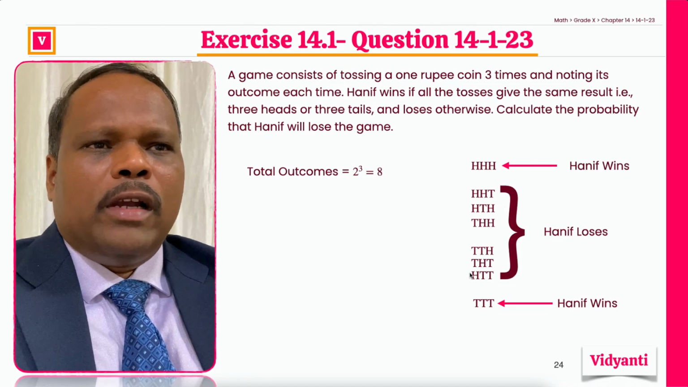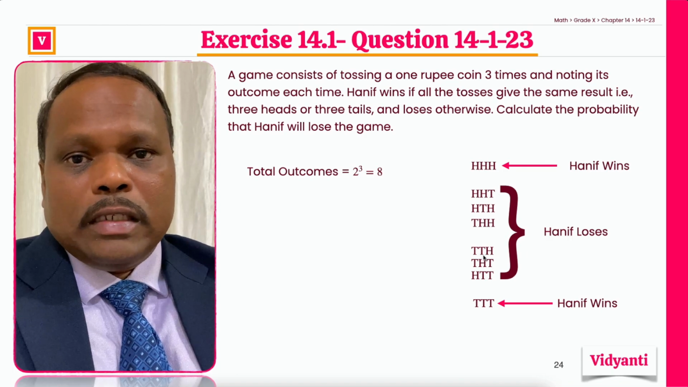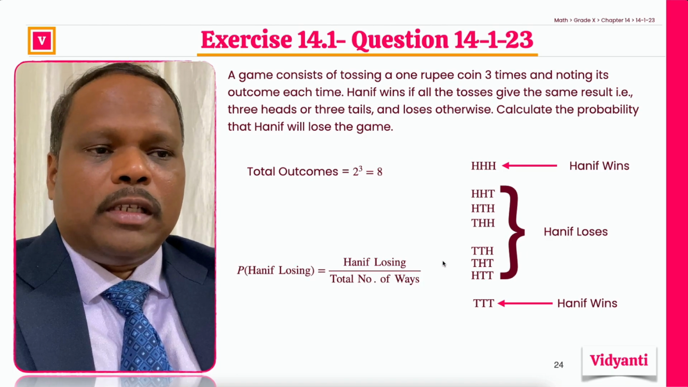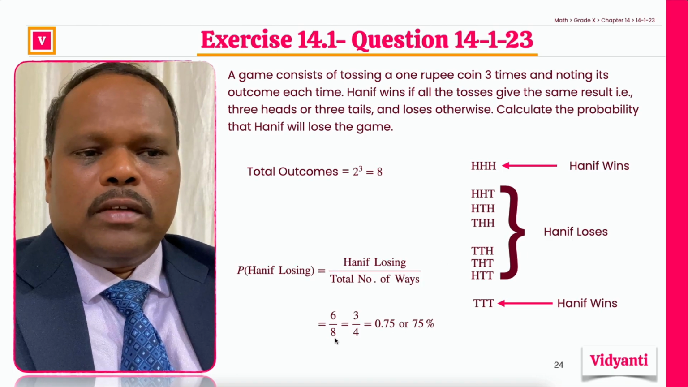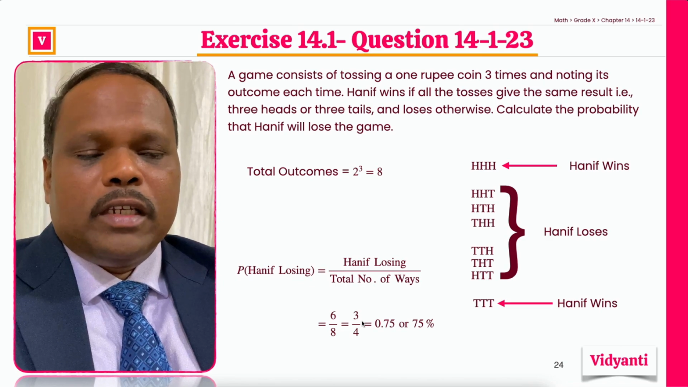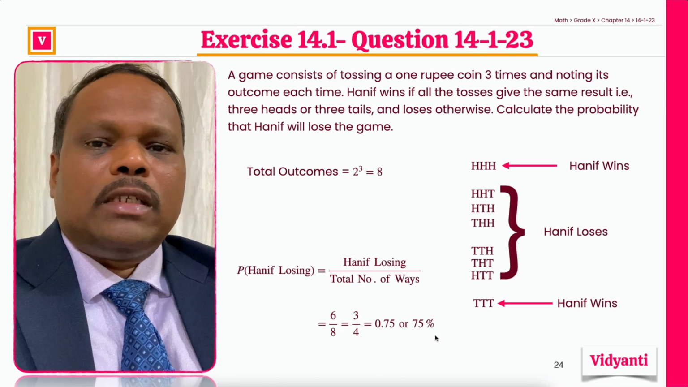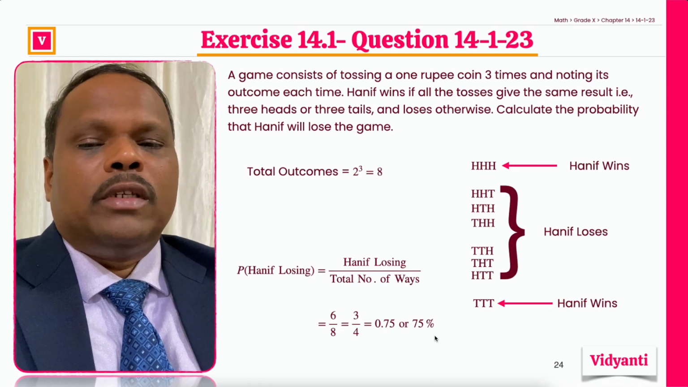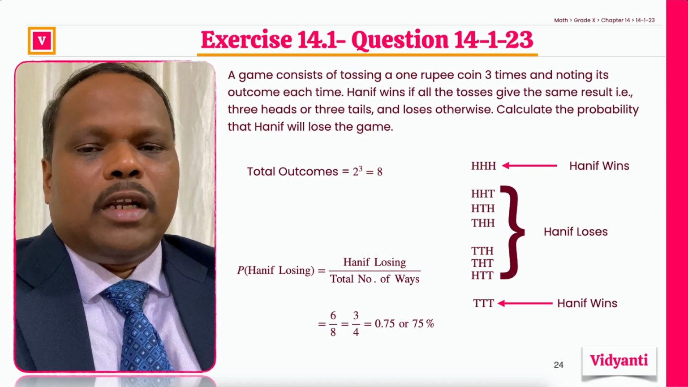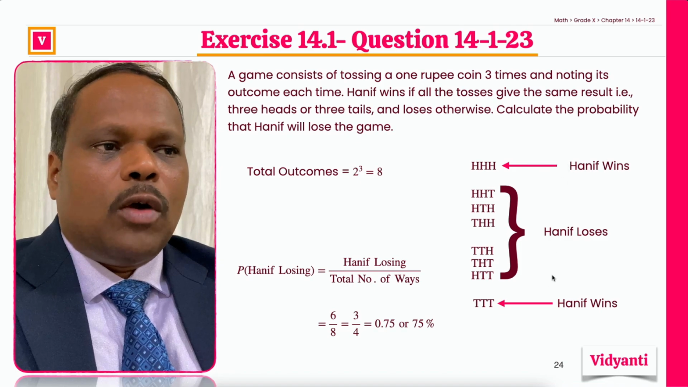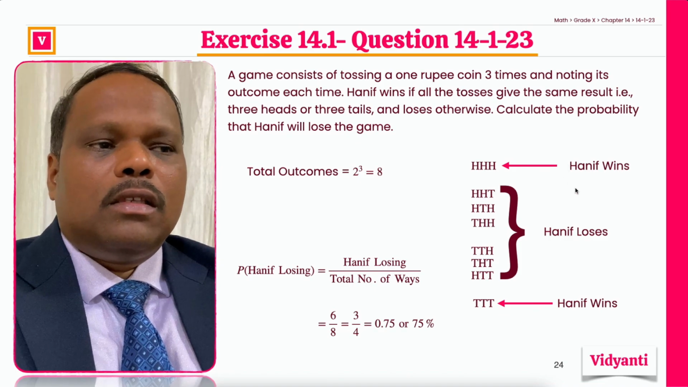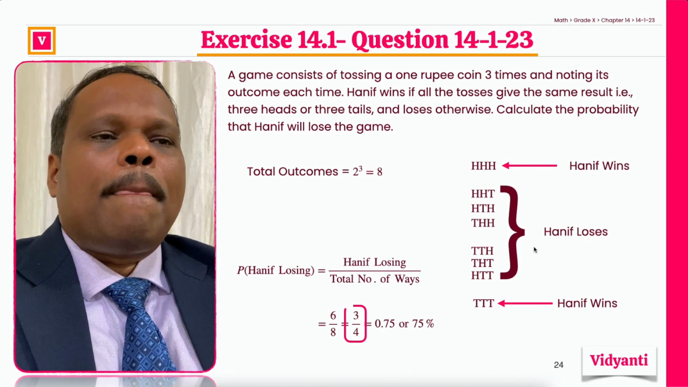So calculate the probability that Hanif will lose. Hanif will lose in 6 cases out of 8 possible scenarios. So it is 6 divided by 8. Upon simplification, it will come out to be 3 divided by 4. That's 0.75, or 75% of the times Hanif will lose. The remaining 25% of the times he will win. 2 out of 8 he is winning, 6 out of 8 he is losing.